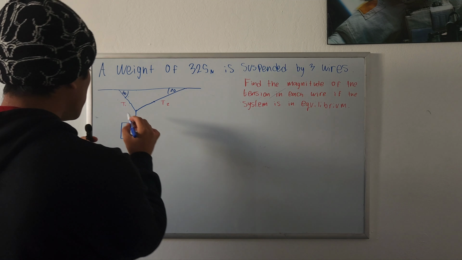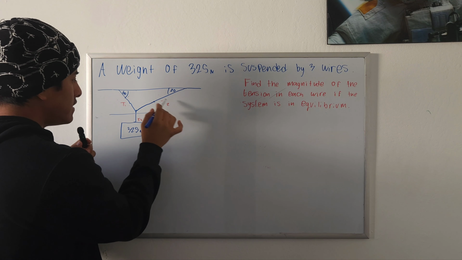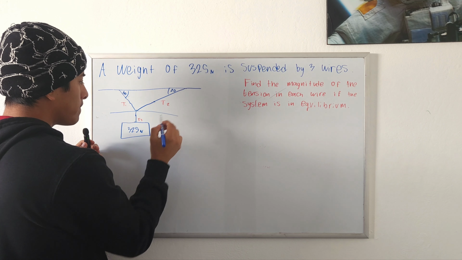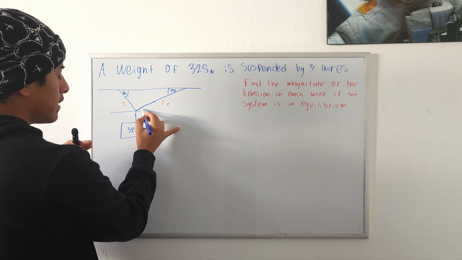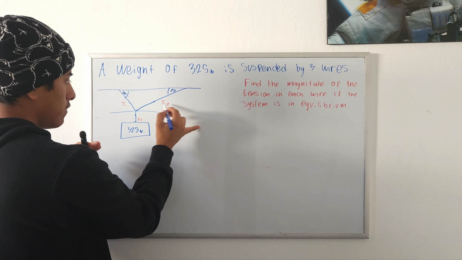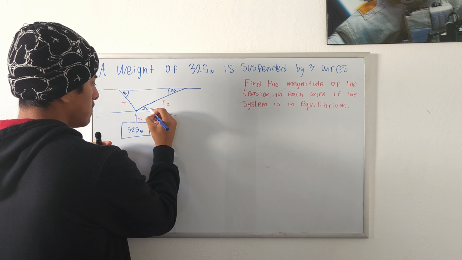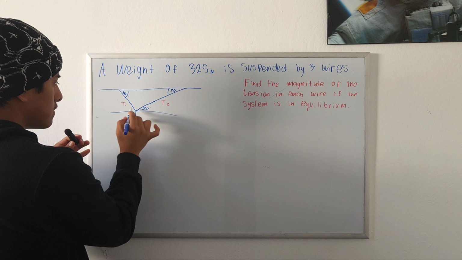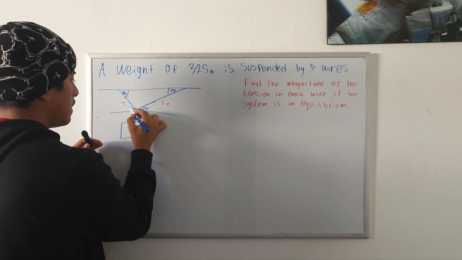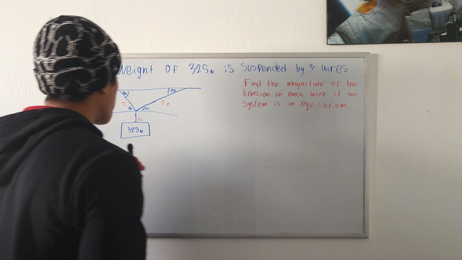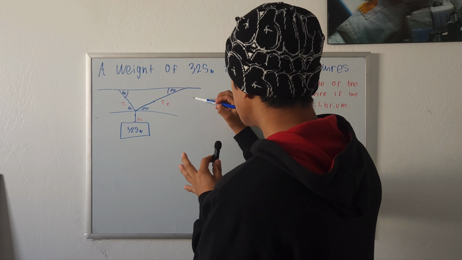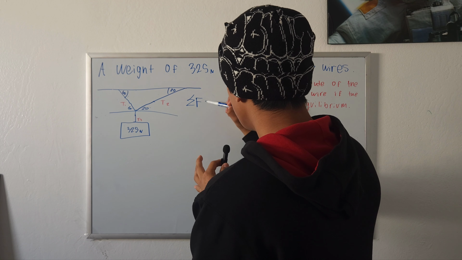The first thing that I'm going to do here is find what these angles are relative to the horizontal. So this angle right here for the second wire is just going to be 20 degrees. And this angle right here, relative to the horizontal for the first wire, is just going to be 60 degrees. So now I'm going to set up my equation. I'm going to use Newton's second law.